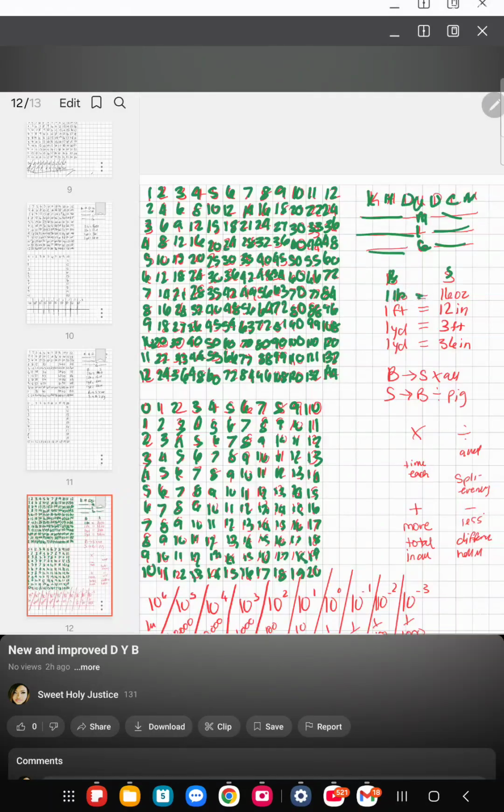And then we have the group mixture conversions of big to small. This comes from memorization of just practicing it. There's a rule that goes with this: big to small, multiply; small to big, divide. Now, we do have keywords.